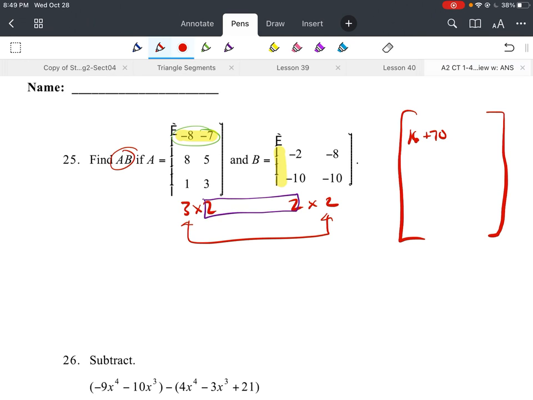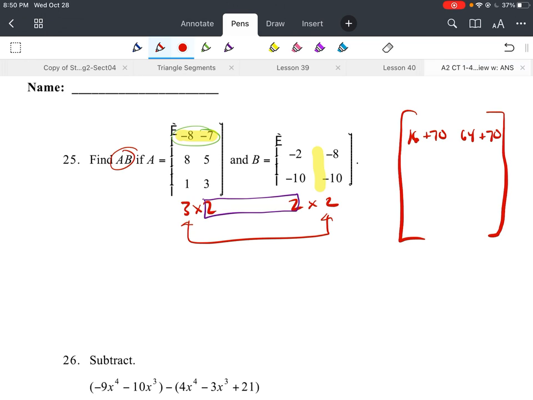Okay. Now take that same row and now multiply it by this. Stand it up next to this one. So negative 8 times negative 8 is 64. And negative 7 times negative 10 is 70. So do 70 like that. Okay.